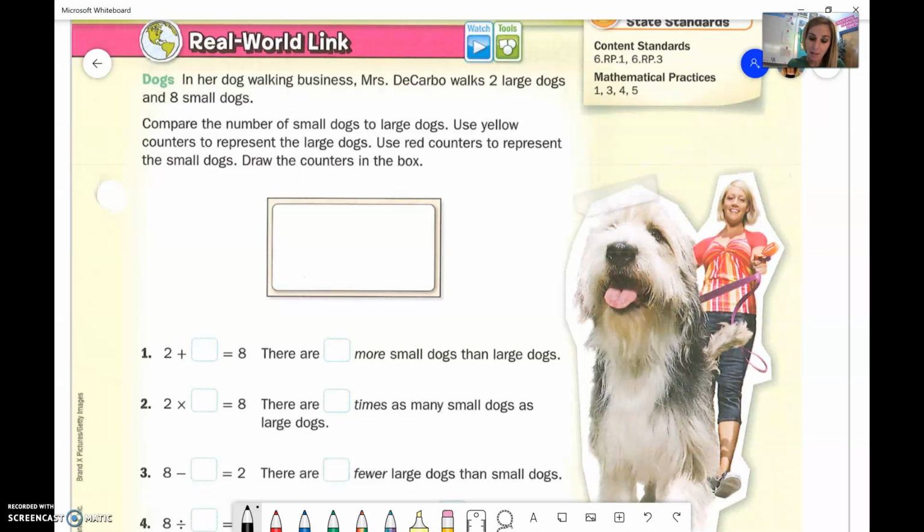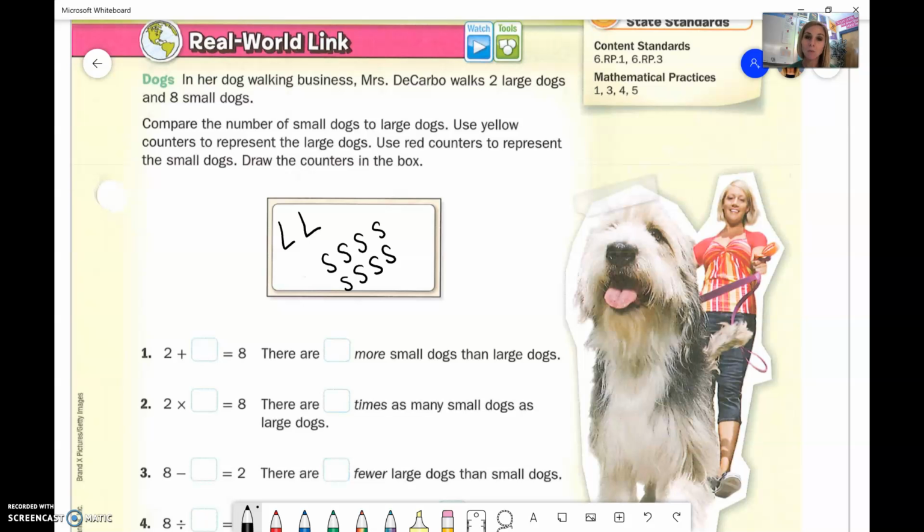So, how many large dogs do they have? She has 2, so I'm going to put 2 L's. And how many small dogs does she have? She has 8. 1, 2, 3, 4, 5, 6, 7, 8. By the looks of it, and knowing our numbers, obviously she has more small dogs than she does large dogs. But we're going to actually figure out a ratio. So let's take a look down below.